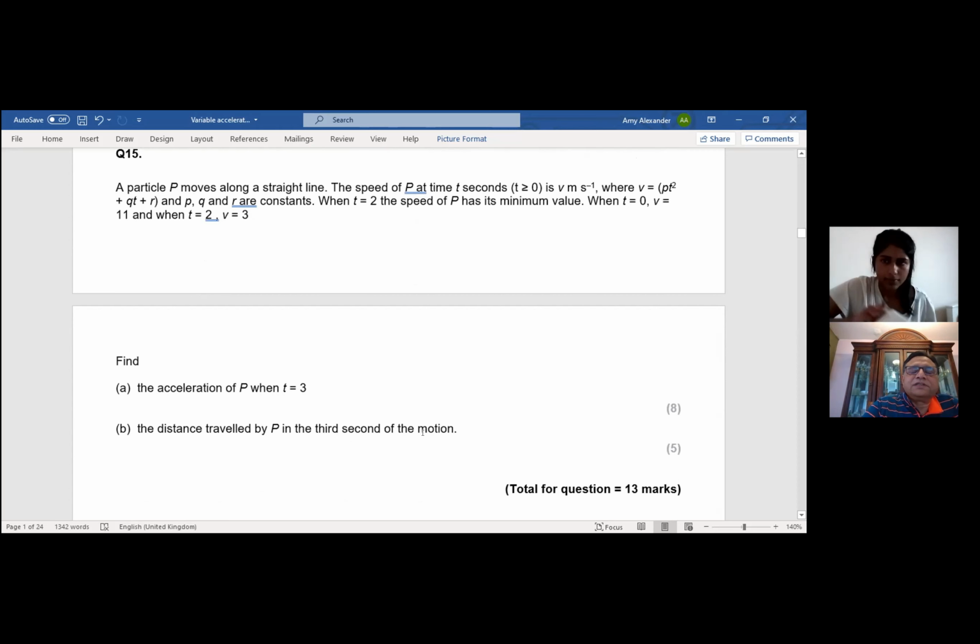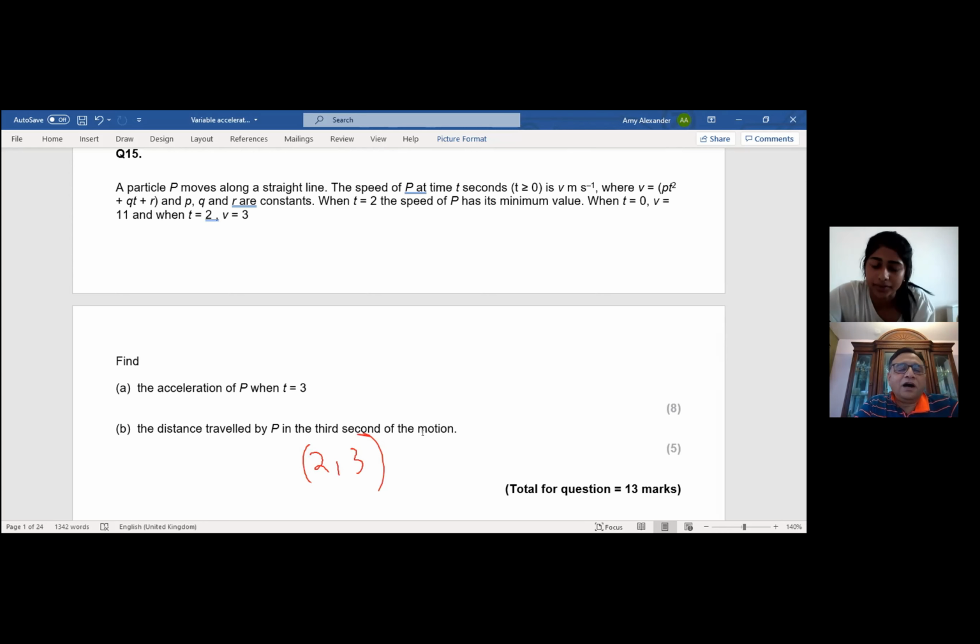What is the meaning of the third second? Tell me first, what do you understand by third second? So if the first second is between 0 and 1, then the second second is 1 and 2. So then the third second is between 2 and 3. Perfect. Between 2 and 3.